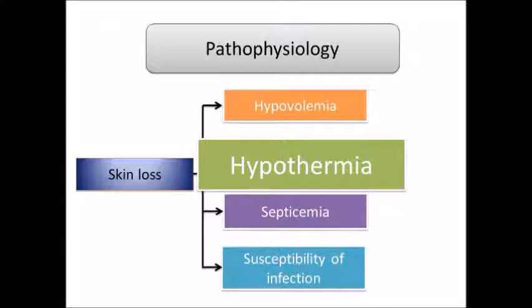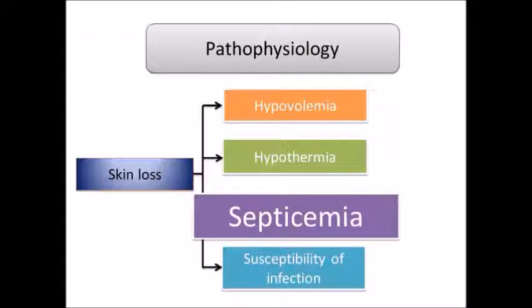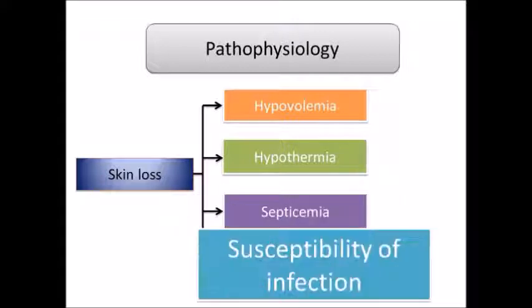Since the road of entry is widely open due to loss of the protective barrier made by the skin, bacteria or microorganisms can easily enter the body, or worse, enter the circulation and cause septicemia to Mr. X. Lastly, Mr. X also has susceptibility to any types of infection caused by bacteria. I will pass to my friend to present about Mr. X's management in the hospital. Thank you.